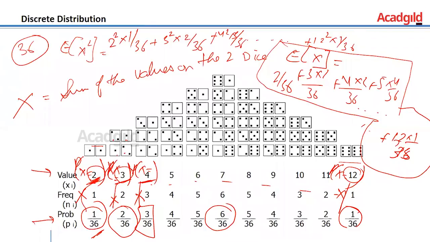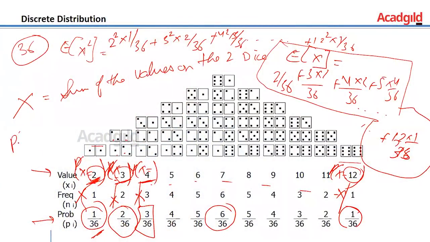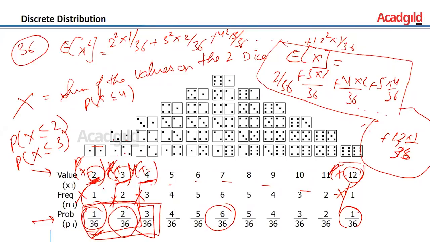So I hope the concept of expected value is quite clear. The last thing that we have done and we have not applied here is the cumulative distribution function. Instead of asking what's the probability of x being 2, I'm asking now what's the probability of x being less than or equal to 2, that is 1 by 36. What is the probability of x being less than or equal to 3? That is 1 by 36 plus 2 by 36. Probability of x being less than or equal to 4, that is 1 plus 2 plus 3, this whole by 36. And if I add this entire row up, that will be equal to 1.